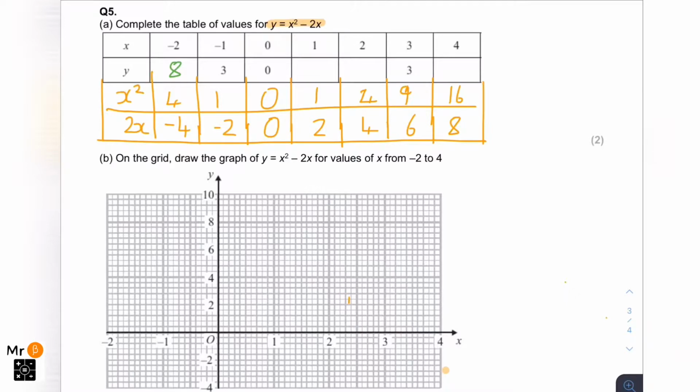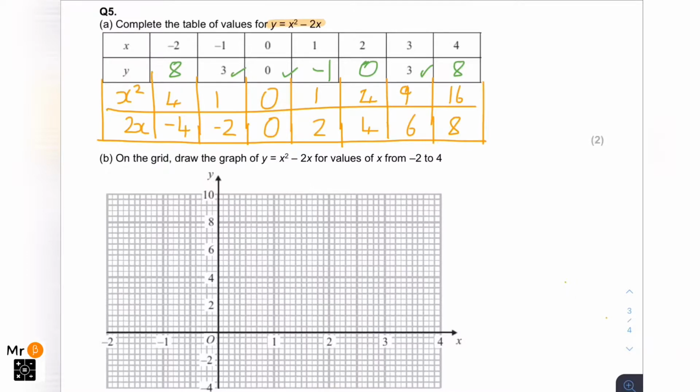1 subtract negative 2, well that gives you 3. 0 subtract 0 is 0. 1 subtract 2 is negative 1. 4 subtract 4 is 0. 9 subtract 6 is 3. 16 subtract 8 is 8. It's always a nice way just to double check that you get the answers the exam have given you. That tells you that your method is going to be correct.